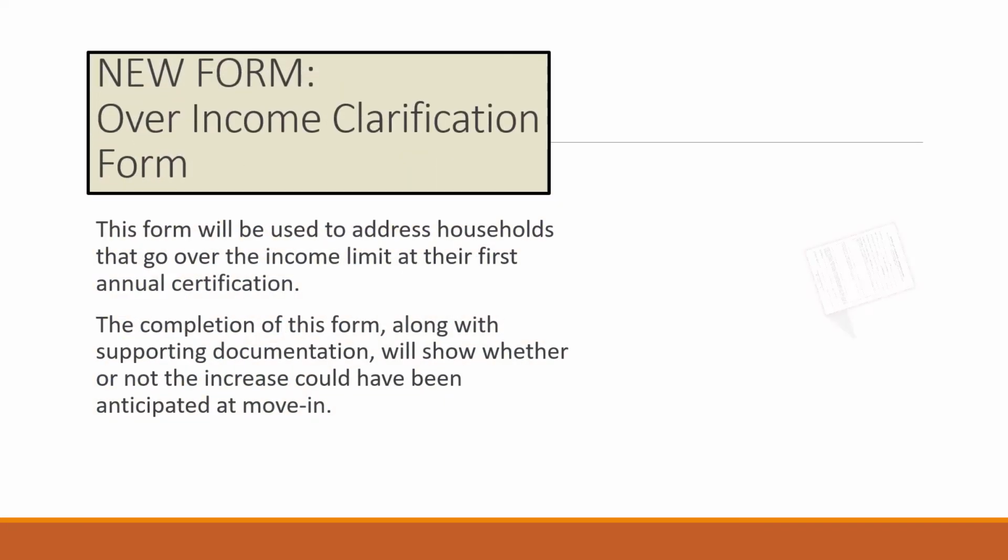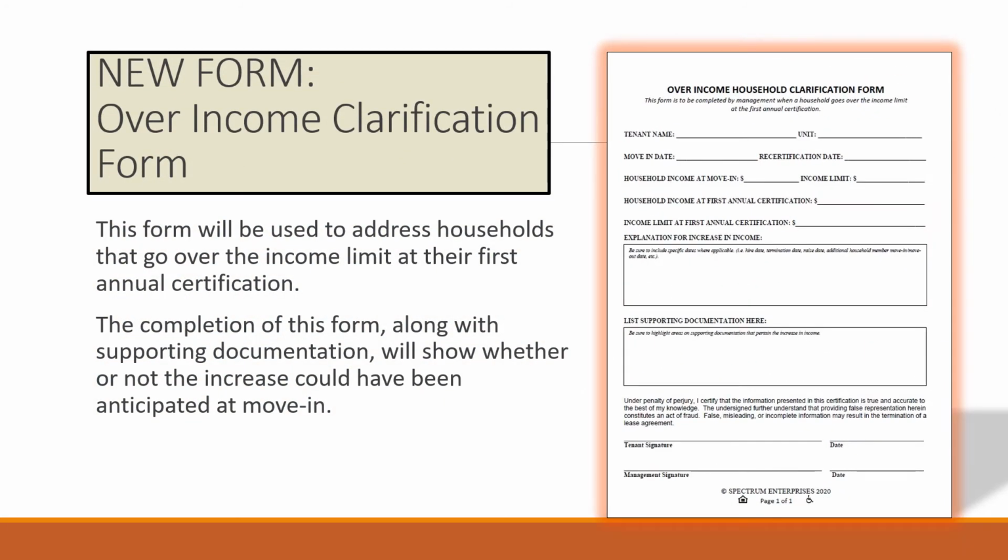The new form is the Over-Income Clarification Form. This will be used to address households that go over the income limit at their first annual certification. The completion of this form, along with supporting documentation, will show whether or not the increase could have been anticipated at move-in.